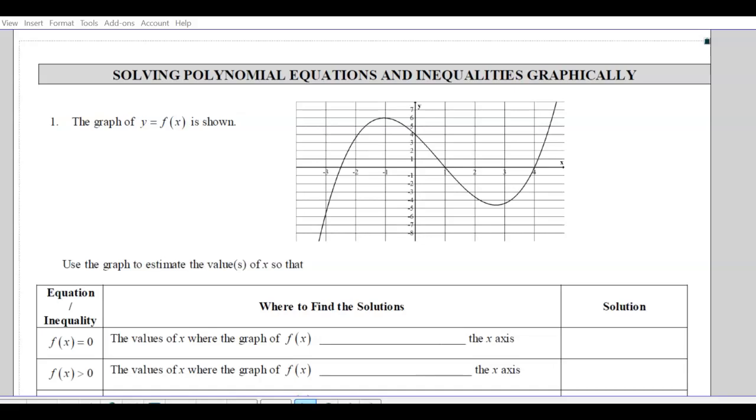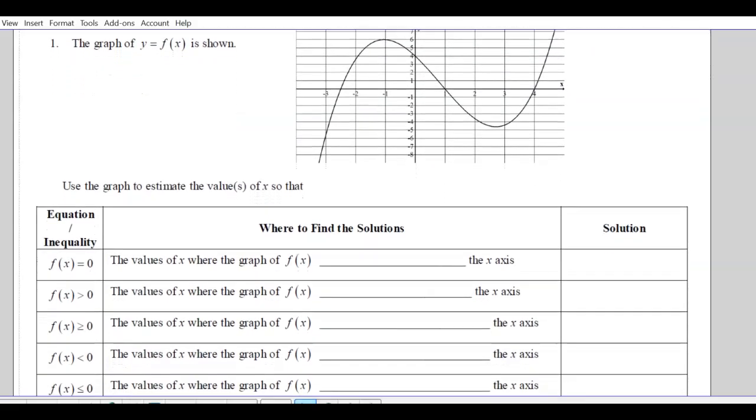In any case, that graph is shown of f of x. It looks like a cubic polynomial function, and we're asked some questions. It says if f of x equals 0, the values of x where the graph, where are we looking basically? Where to find the solution? If it's equal to 0, we're looking at the x-intercepts of the function, or the points on the x-axis, or the zeros of the function.